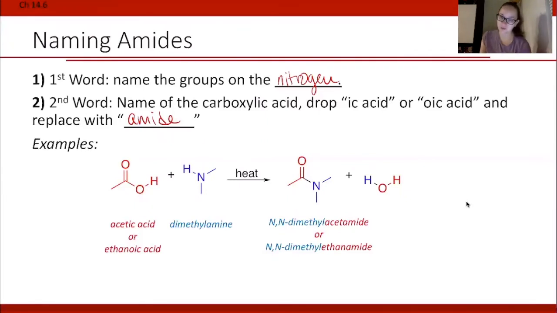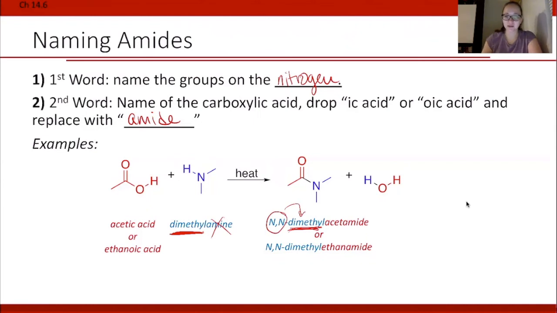So let's try one. I went ahead and named this for us so we can just look at it. We started off with dimethylamine. We're going to take just the dimethyl part and save that. We're going to drop the amine from our naming. So then you see that we have dimethyl as the first part of our name. We're going to name things on nitrogen first. We have dimethyl, and just like we did with anilines, we're going to have to say that it's N,N-dimethyl. So we're saying that at the N position on the nitrogen, there's two methyl groups.